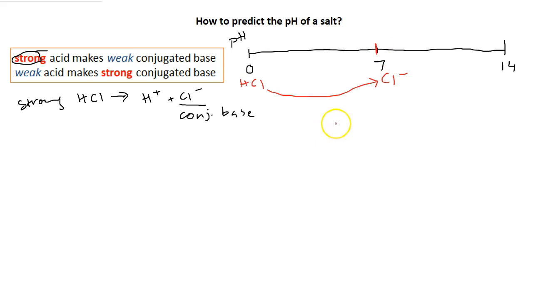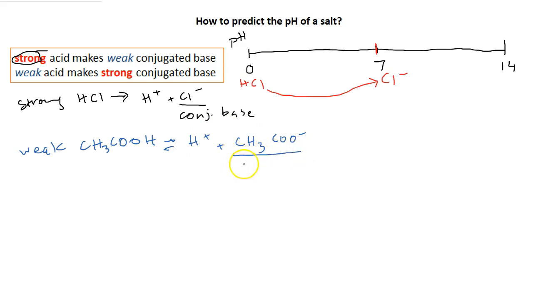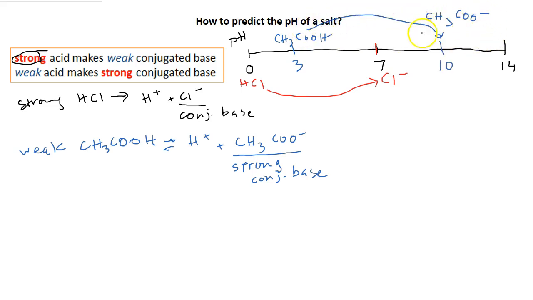Alright, let's try something else, a weak acid. Let's take the example of CH3COOH. This weak acid partially dissociates into H+ and CH3COO-. So CH3COO- is the strong conjugate base. Let's say CH3COOH has a pH of 3 here. Then its conjugate base is going to shift about 7 points over, 3 plus 7 is 10. So CH3COO-, a strong conjugate base, is going to be basic, with a pH of about 10.